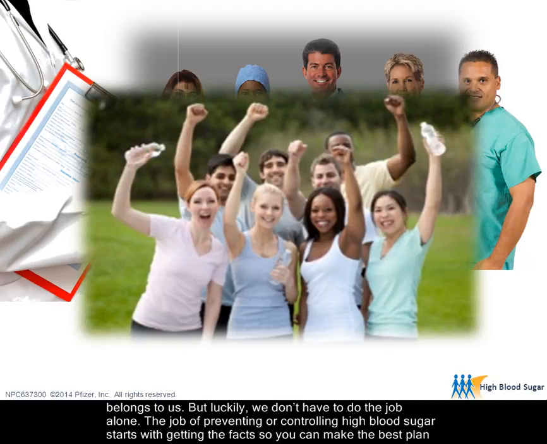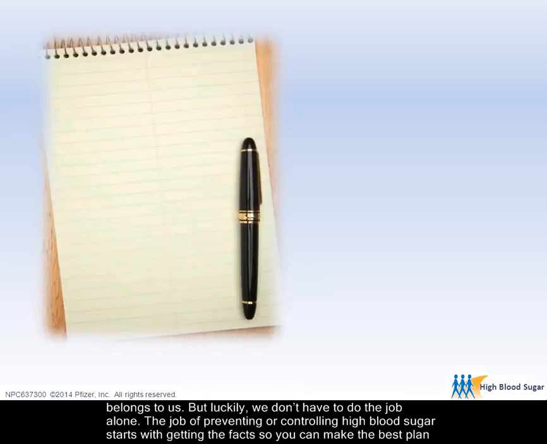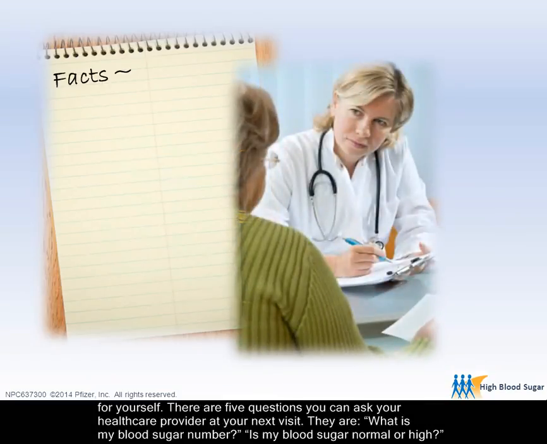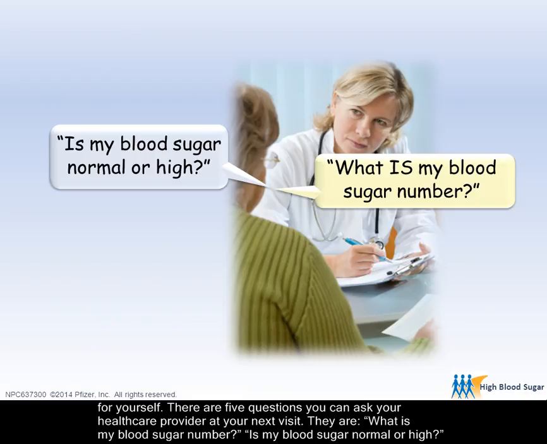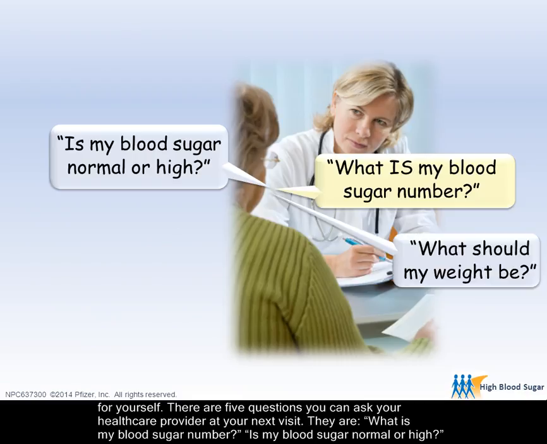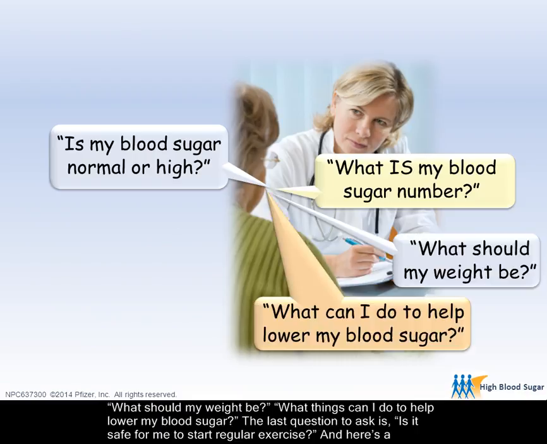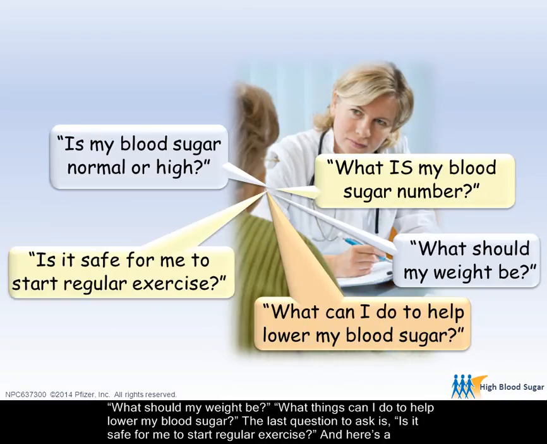The job of preventing or controlling high blood sugar starts with getting the facts so you can make the best plan for yourself. There are 5 questions you can ask your healthcare provider at your next visit. They are: What is my blood sugar number? Is my blood sugar normal or high? What should my weight be? What things can I do to help lower my blood sugar? The last question to ask is: is it safe for me to start regular exercise?